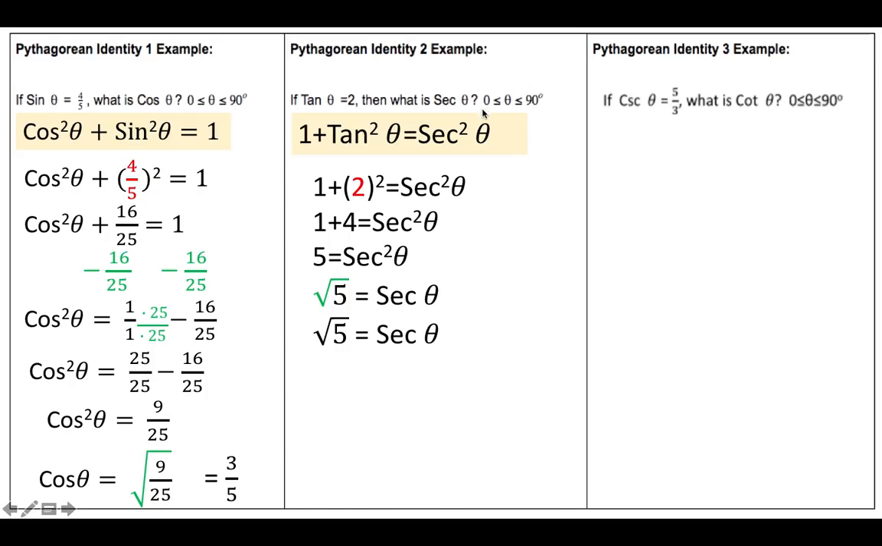So I just want to put that reminder here that because theta is in the first quadrant, which is always positive, we again don't have to put plus minus here. Usually we have been doing that.